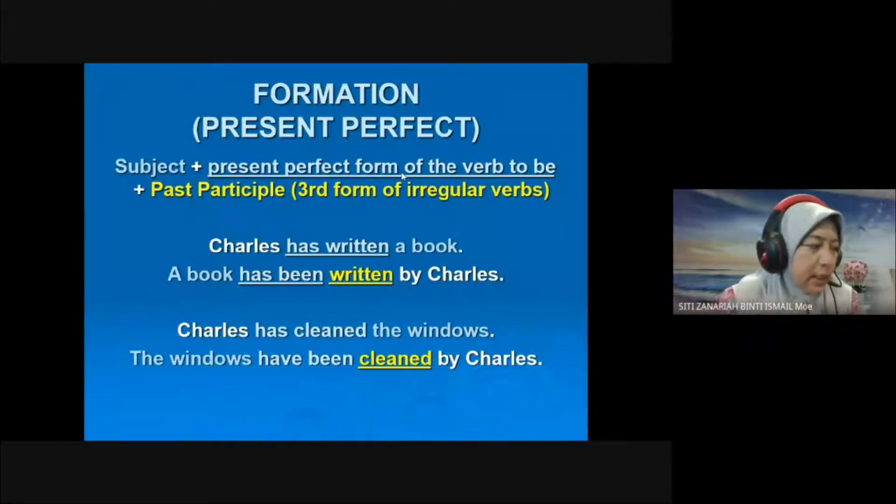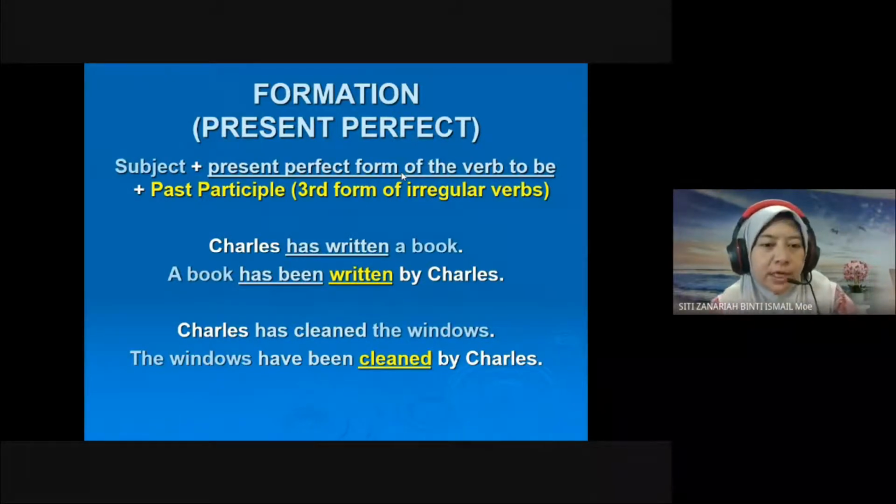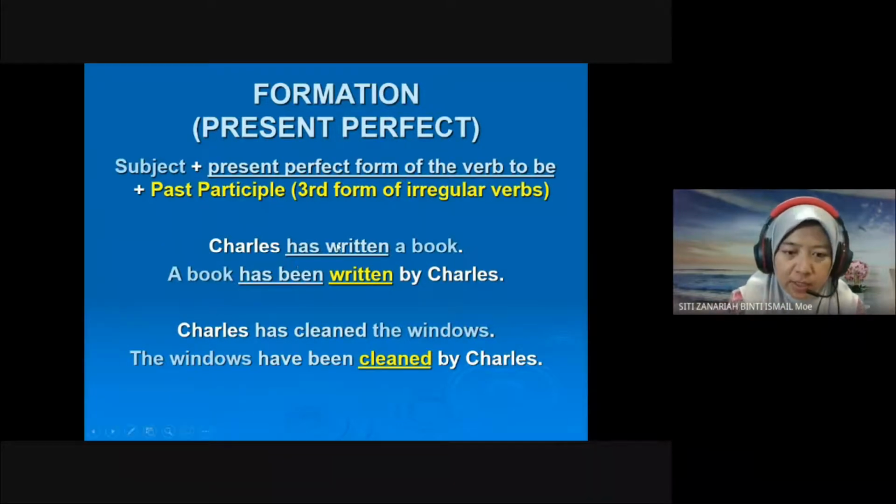Okay, as you have learned in the previous unit, the use of present perfect. You have to add subject plus present perfect form of the verb to be plus past participle. For example, Charles has written a book. Since with Charles here we are referring to singular, use has. If it changed to plural, Charles and Ahmad, we change here to have. Charles and Ahmad have written. But here we are referring to Charles as singular, has written.